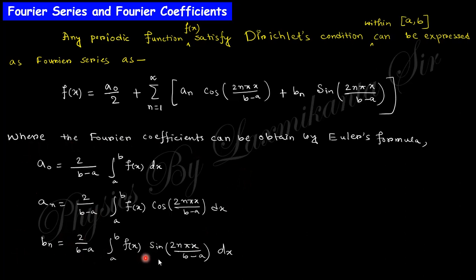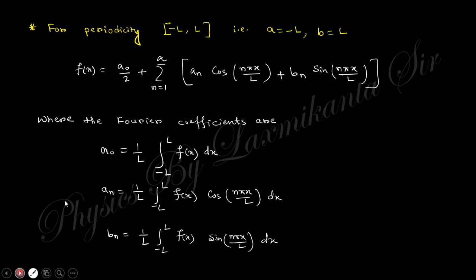So these are the Fourier coefficients which are obtained from Euler's formula. This expression was found by Euler, so that's why this is known as Euler's formula. These are the Fourier coefficients and this is the Fourier theorem. Clear? And this can be presented in a symmetrical limit. If the limit is minus L to plus L, then a equals minus L and b equals L.